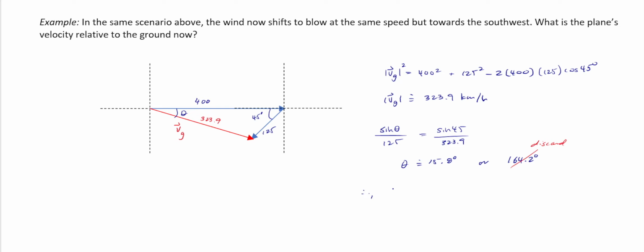And now I have my ground velocity. So therefore, the ground velocity is equal to 323.9 kilometers per hour. And I'll write east, and I'm going down 15.8 degrees south. Alternatively, you could say the exact same thing, same magnitude, and we would say south 74.2 degrees east. Either of those work.